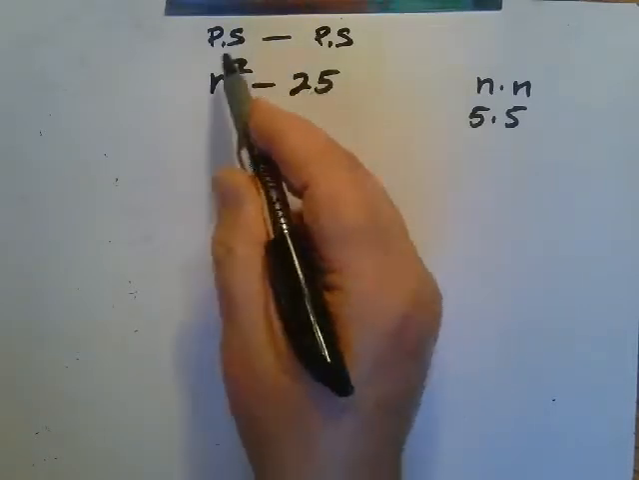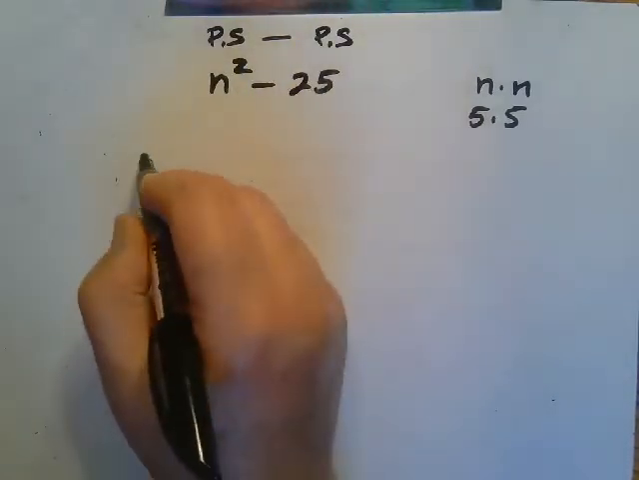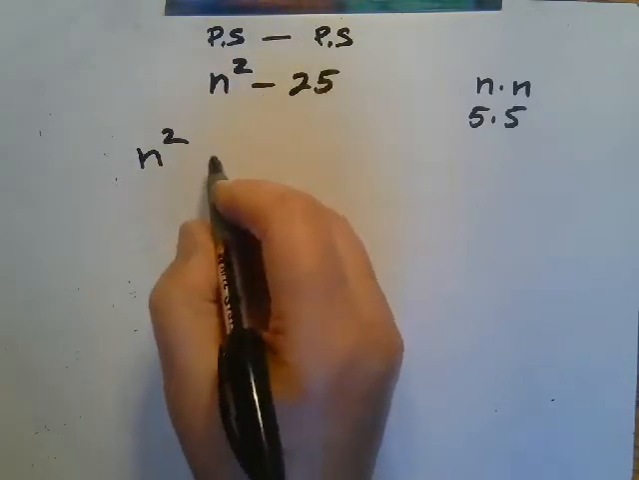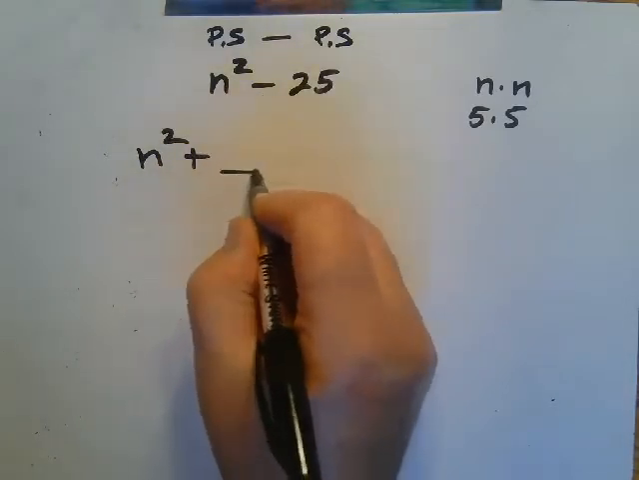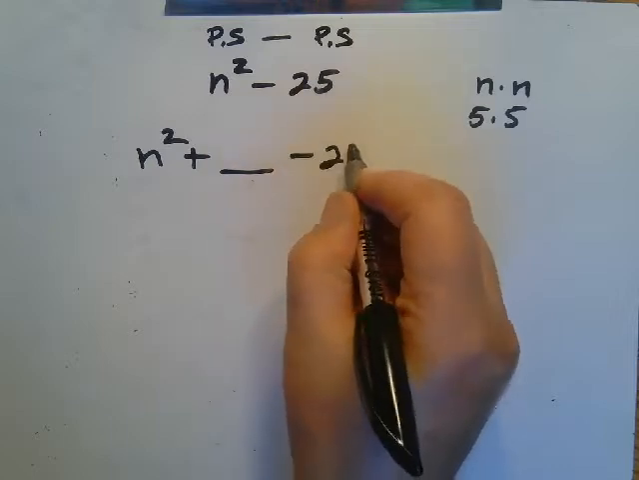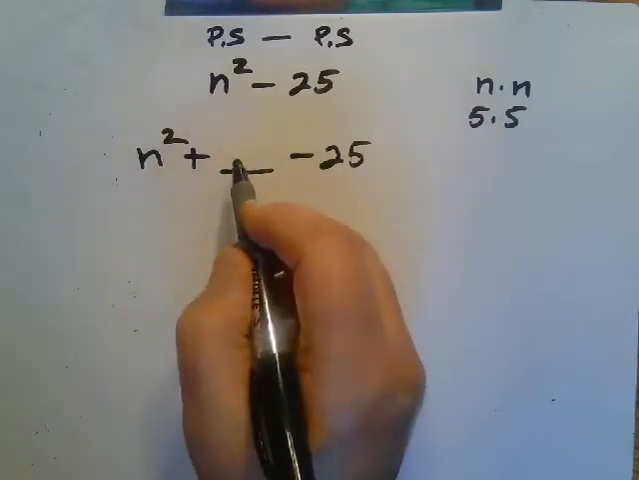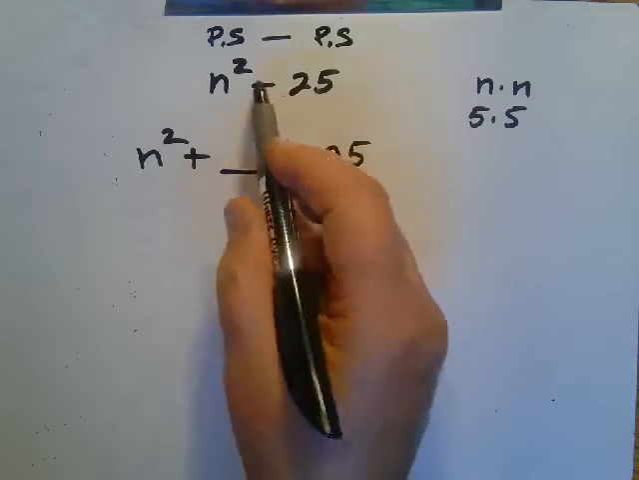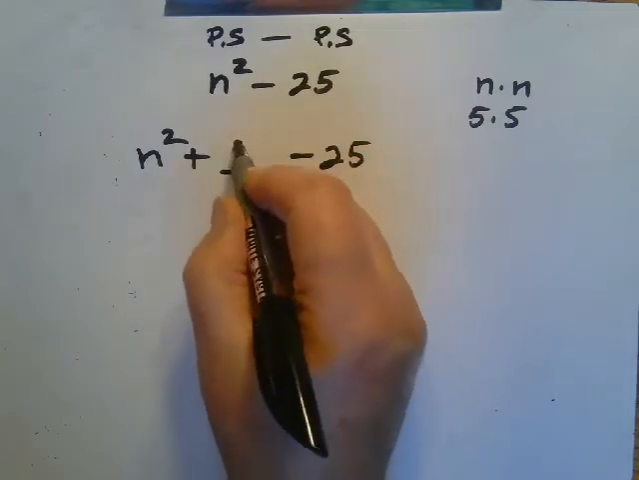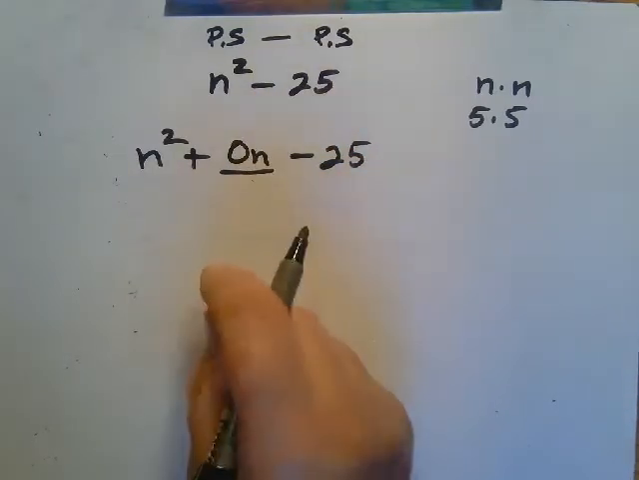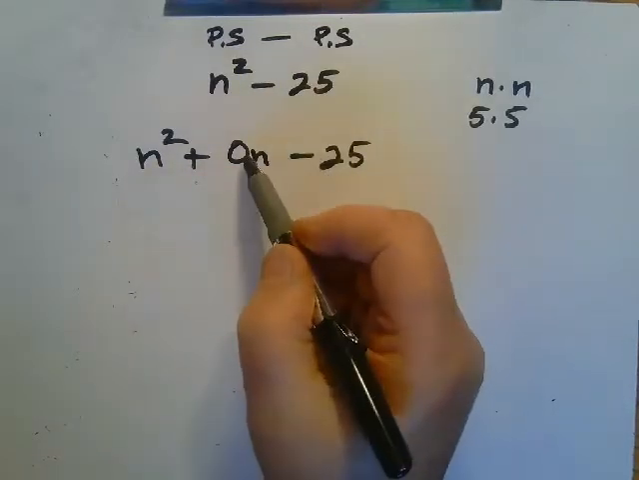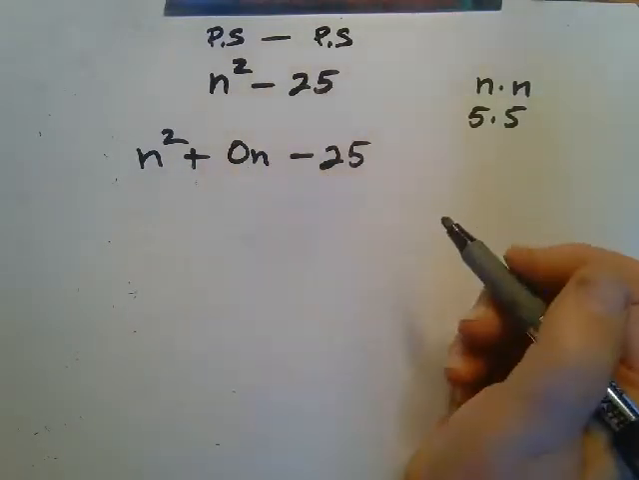All right, what's missing in this problem is the middle term. We used to have problems with 3 terms, right? Like this: n squared plus some n minus 25. Well, there is no term in the middle, so I'm going to write 0n. There's no n in the middle, so I'm going to put 0n.